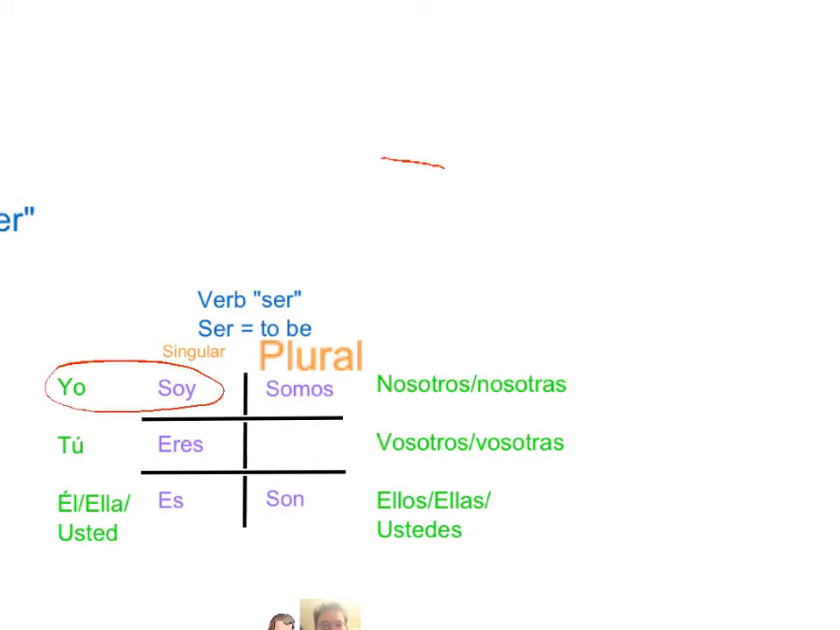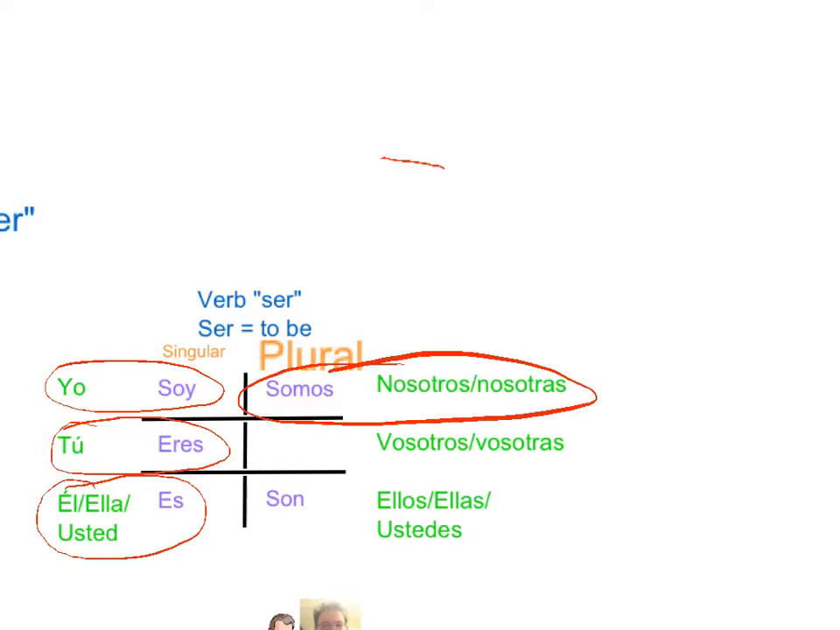You'll notice that the subject pronoun tú goes with eres. Él, ella, usted all get used with es, and you'll know that usted is you formal, but we still use the es in this case. Nosotros, nosotras somos. Ellos, ellas, ustedes son.